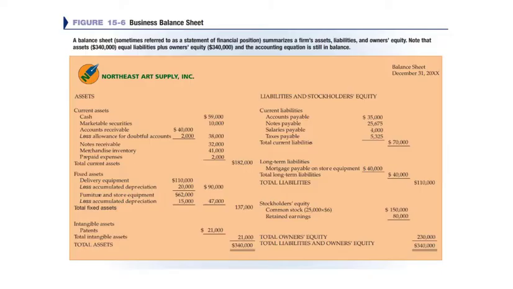Merchandise inventory represents the value of goods on hand for sale to customers. Prepaid expenses are assets that have been paid for in advance but have not yet been used. As shown in Figure 15.6 for Northeast Art, current assets total $182,000.